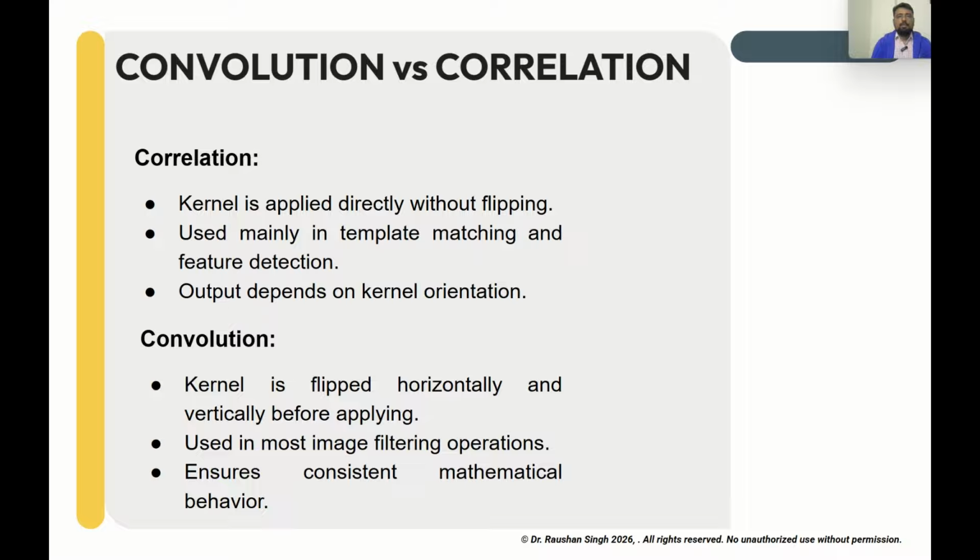So let's see correlation first. In correlation, the kernel is applied directly without any flipping, and it is used mainly in template matching and feature detection, and the output depends on kernel orientation. In the case of convolution, the kernel is flipped horizontally and vertically before applying. It's used in most image filtering operations, and it ensures consistent mathematical behavior. So this was theory. It will get much clearer when we see the practical things.